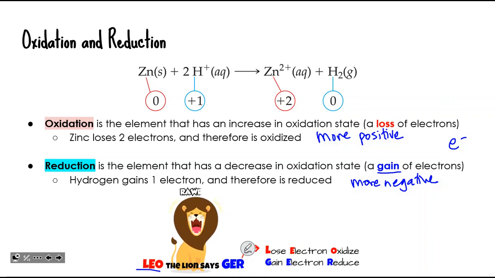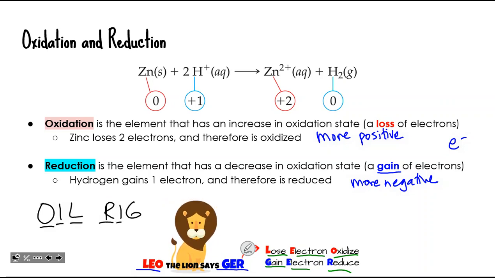Now, one of the sayings you can use is Leo the lion says grr, because you lose electrons in oxidation, gain electrons, you're doing reduction. The other one people use frequently is OIL RIG. Oxidation is a loss of electrons. Reduction is gain of electrons. Either one you choose to adopt to help you remember is fine with me, because you just need to be able to know which way it's going for oxidation and reduction.